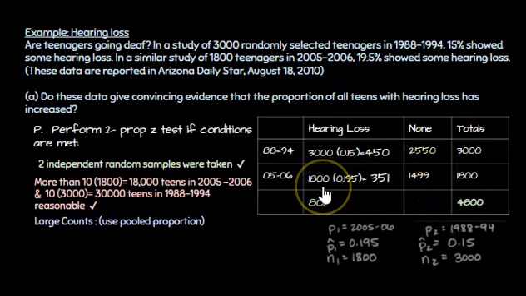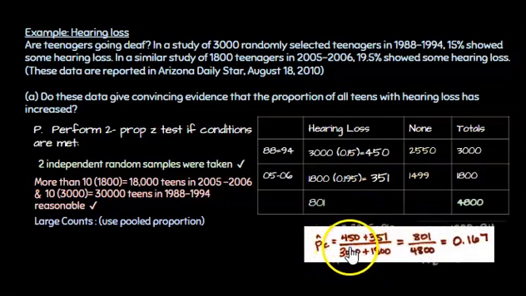Then I repeat the process for the 2005-2006 group, right? 1,800 sample size, 0.195 lost hearing. That means 351 people, again rounded to a whole number. Subtract that number from the 1,800, I get 1,499 who did not have hearing loss. This gives me the information I need for my pooled proportion because I need the desired outcomes, the 450, the 351, and then the total of them to help me make my pooled proportion.